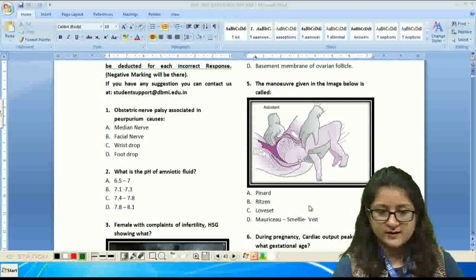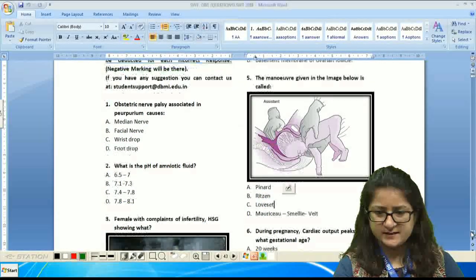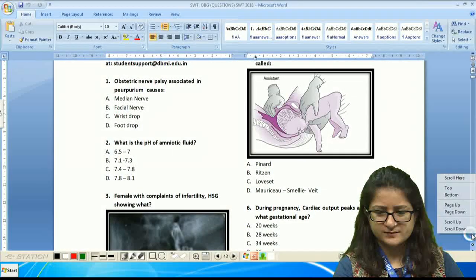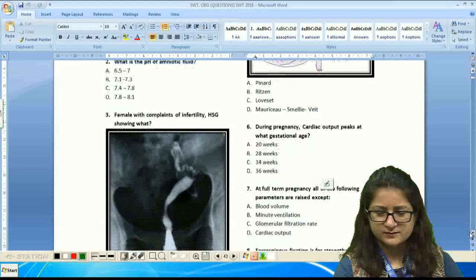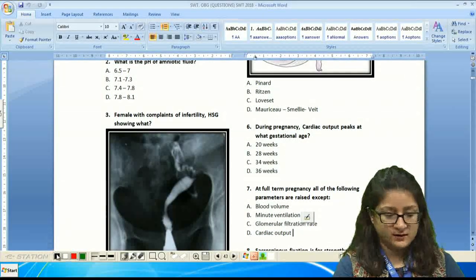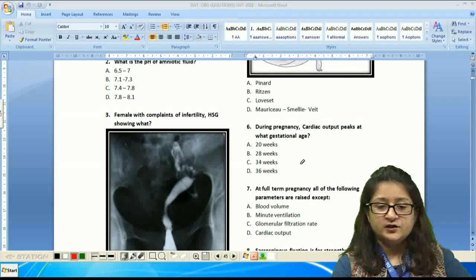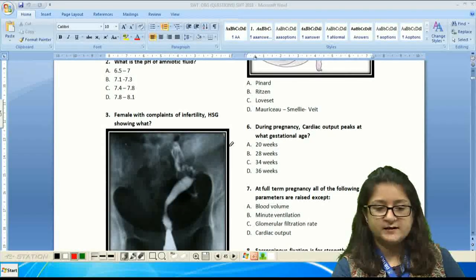The next questions are question number 6 and question number 7. During pregnancy, cardiac output peaks at which gestational age? The correct answer is option B. It peaks at 28 weeks.